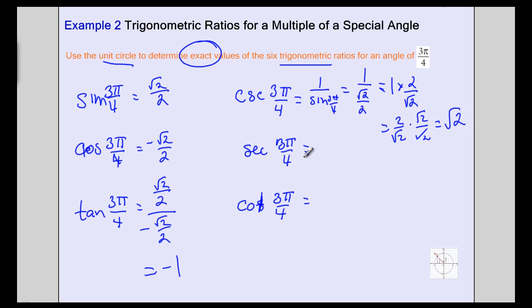Secant is going to be the same thing, except negative root 2. And finally, cotangent is going to be root 2 over negative root 2, which is still negative 1, and the reciprocal of negative 1 is going to be negative 1.